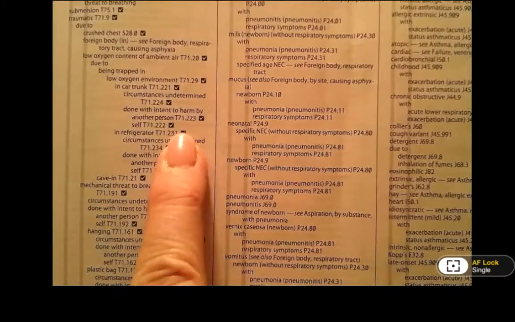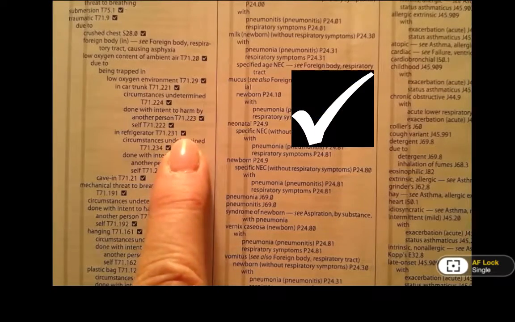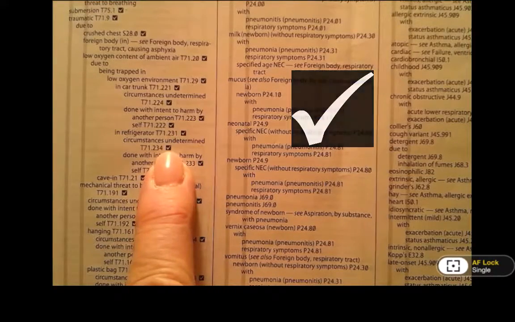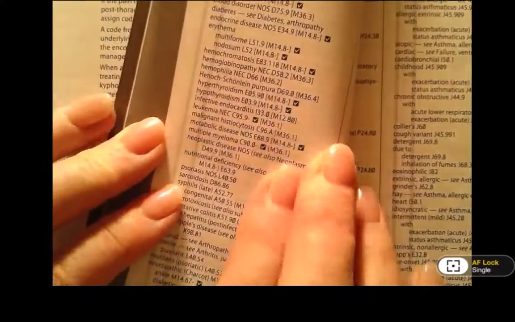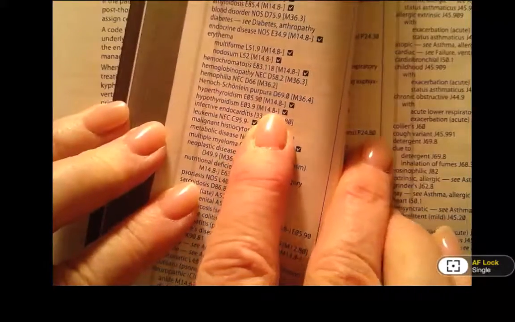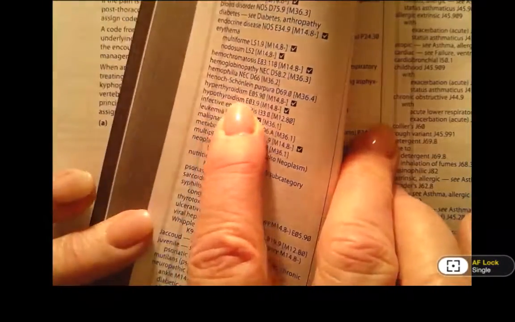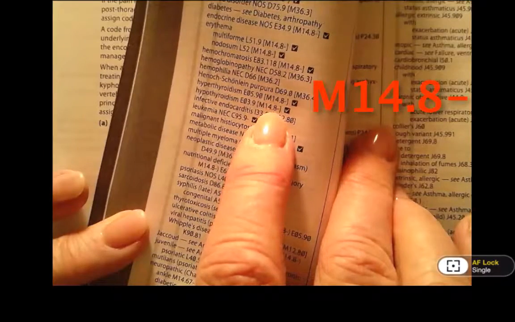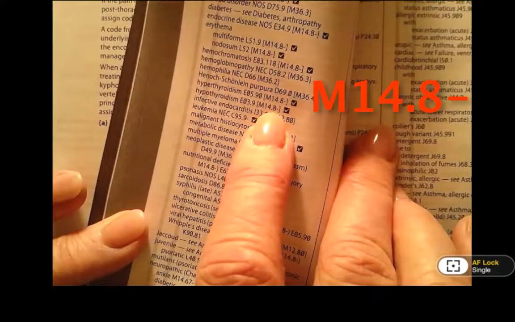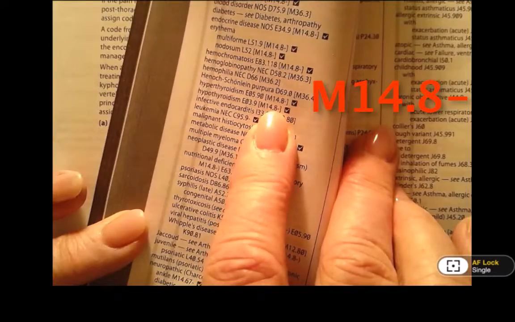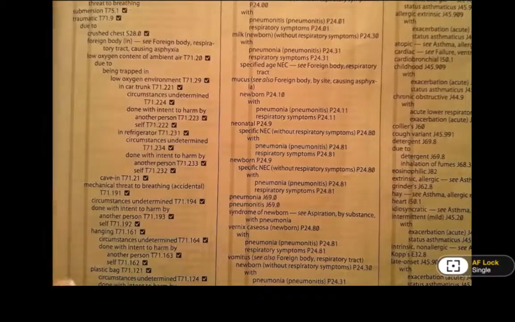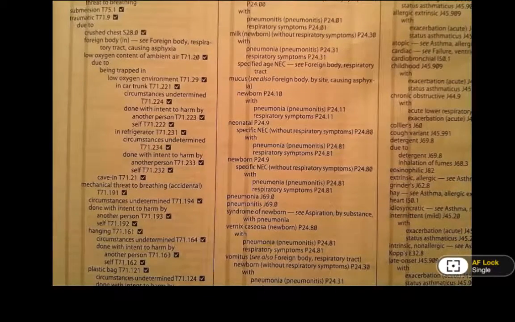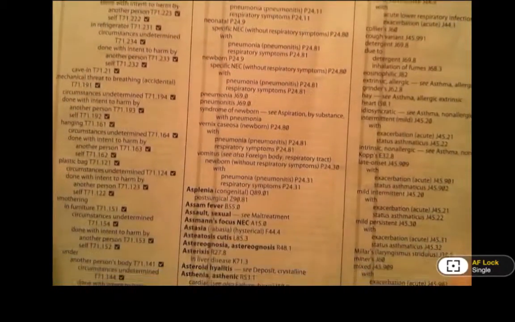The other thing is you notice all these little black boxes with the white check marks. That indicates additional characters are needed. And you also see there will be terms sometimes that have a dash after them, like this hypothyroidism, M14.8 dash. That dash also means additional characters are needed. So in our exercises, that's what you're going to see when I am telling you there's additional characters needed, because I don't have a way to reproduce the little black box.